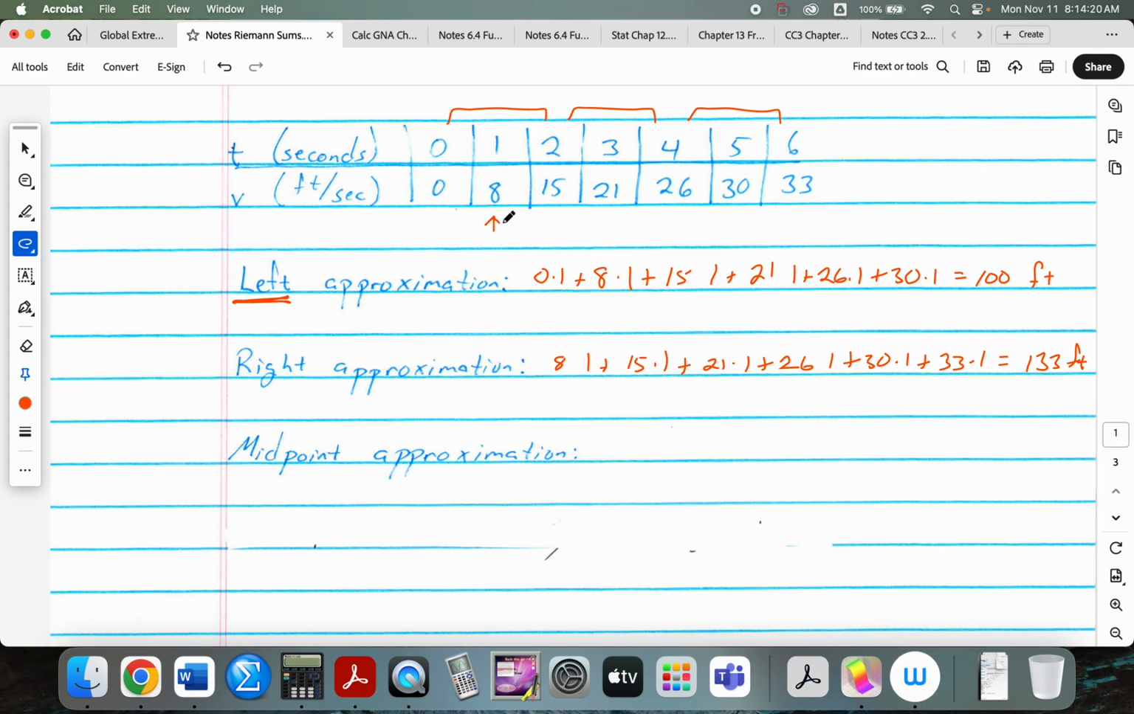So on the time from 0 to 2, we'll assume that it's traveling 8 feet per second for those 2 seconds. And then on the next time interval, we'll assume that it's traveling 21 feet per second for those 2 seconds. And on the last one, 30 feet per second for those 2. This comes out to be 118 feet.